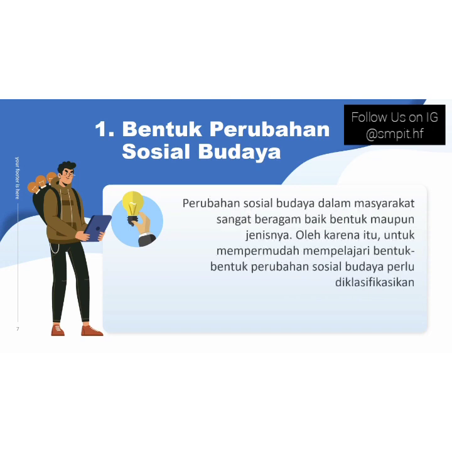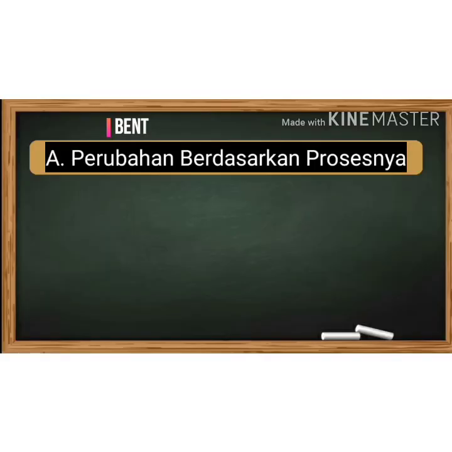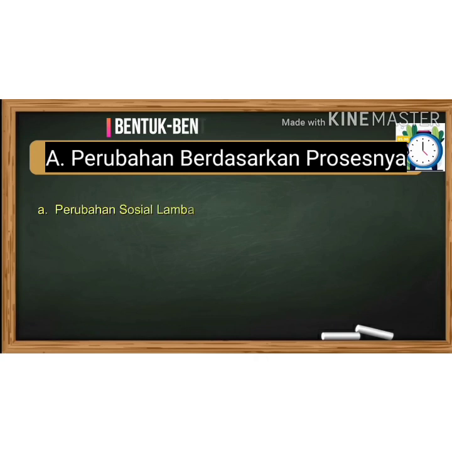Forms of socio-cultural change. Sociocultural changes in society are very diverse in both forms and types. Therefore, it is necessary to classify them to make them easier to study. The forms of sociocultural change are classified as follows. A. Based on the process. There are two types in this form. A. Slow social change or evolutionary.